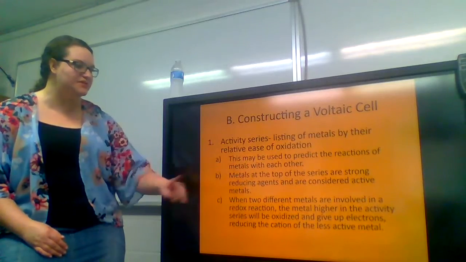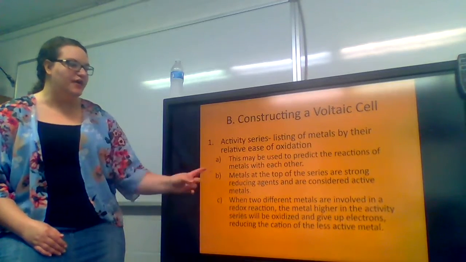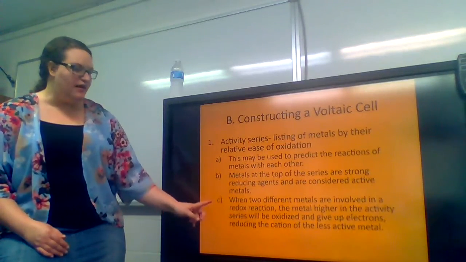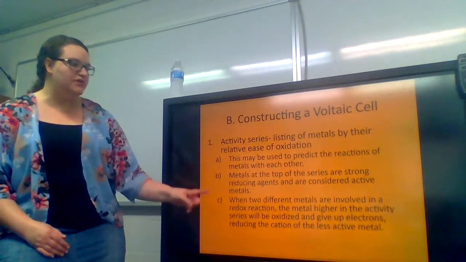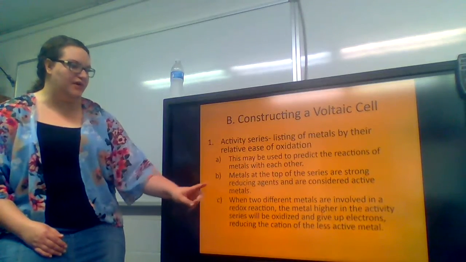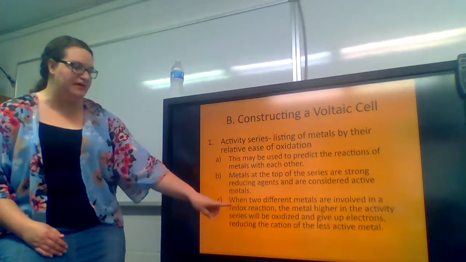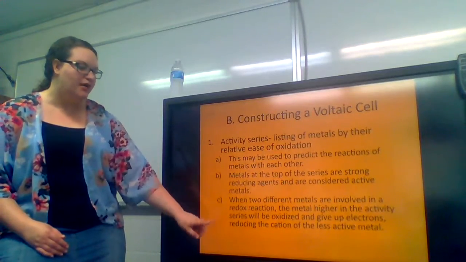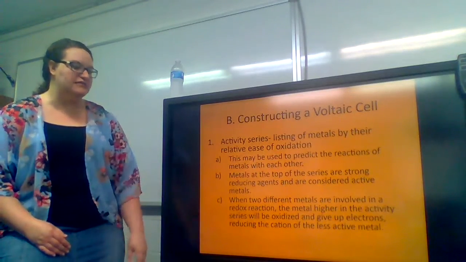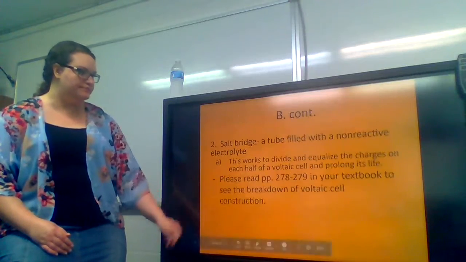Metals at the top of the series are strong reducing agents and are considered active metals. And then when two different metals are involved in a redox reaction, the metal higher in the activity series will be oxidized and give up electrons, reducing the cation of the less active metal.